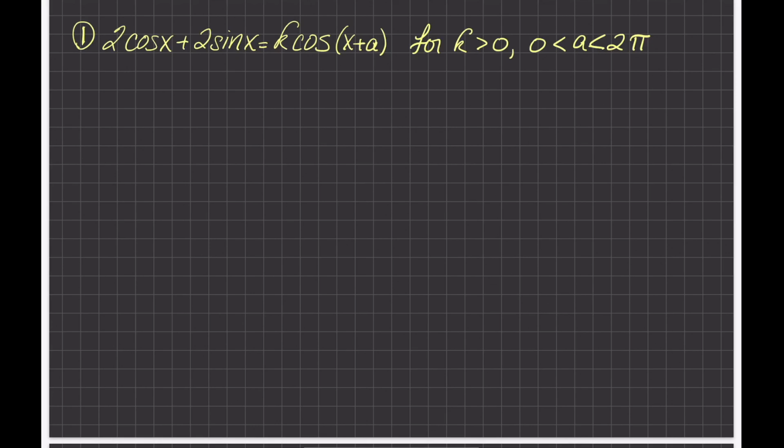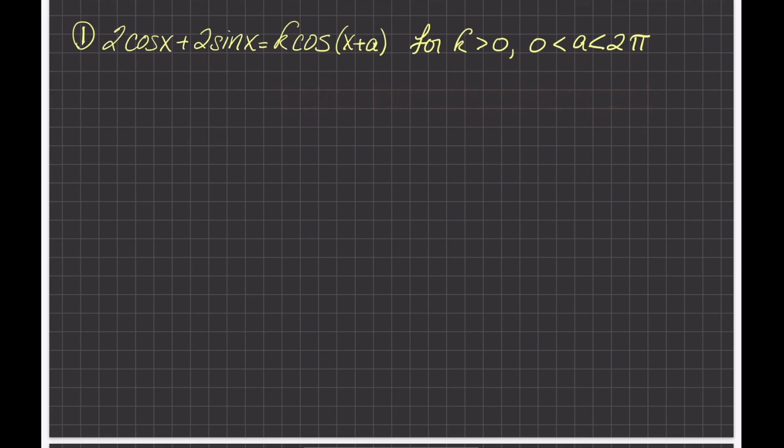So on the left-hand side here, we have a pretty simple expression of 2 cosine of x plus 2 sine of x. That's not really going to get any simpler unless you just want to factor out that common factor of 2. But on the right-hand side, we have k times the cosine of two angles being added together. And we just learned that the cosine of two angles being added together is equal to the cosine of the first times the cosine of the second minus the sine of the first times the sine of the second.